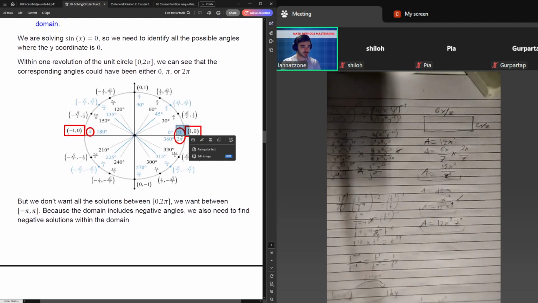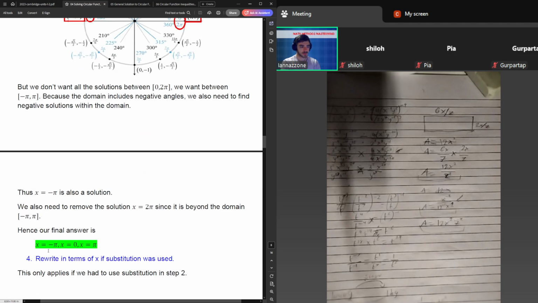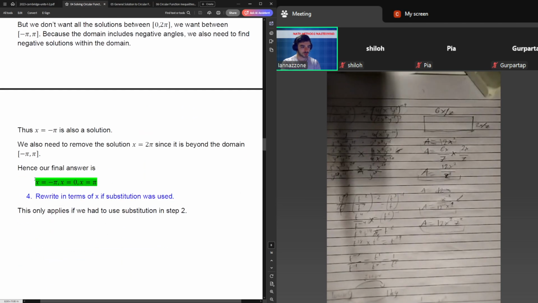So in the forward direction, it was 0 and pi. In the backward direction, it was 0 and negative pi. And all you do is you just write all those possibilities. X is either going to be negative pi, 0, or pi, all of which would make sine equal to 0.